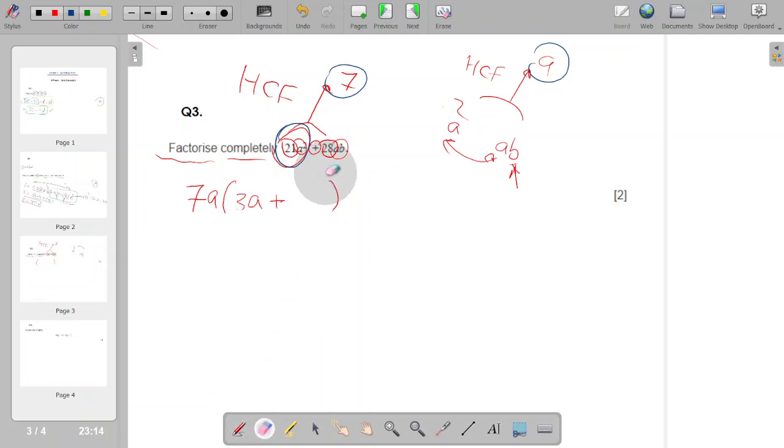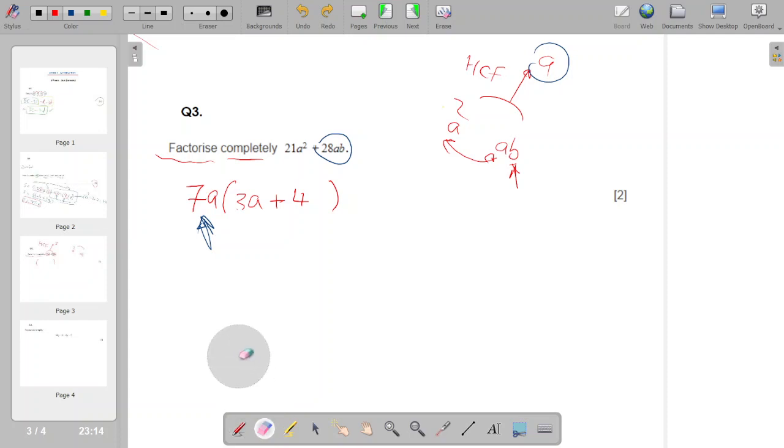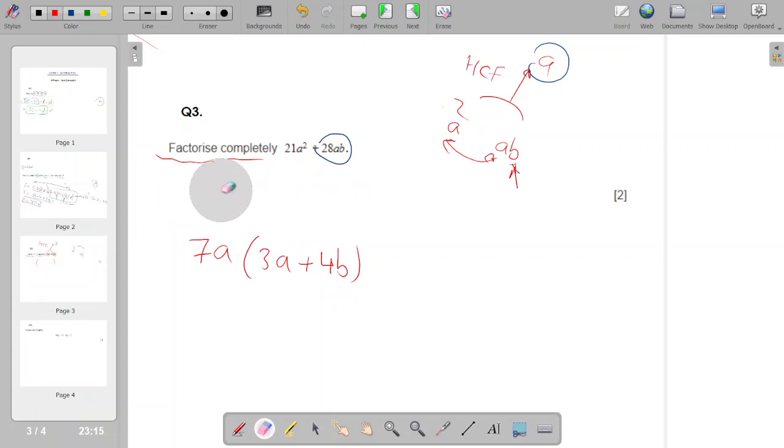Now, when we look at the other term here, the 28ab, so I've taken 7a outside. It means that I can put in the second, what's the number that I multiply by 7 to get 28? It's going to be 4. And I have AB, and I know that A is outside, so I'm not going to write A here, so it's actually going to be 4B. So this is the full factorizing of this example. It's going to be equal to 7A multiplied, open bracket, 3A plus 4B. Okay, this is the solution for this problem, and it's going to be rewarded with 2 marks.